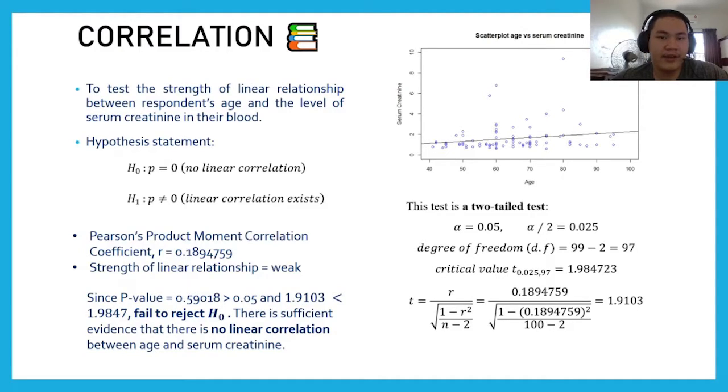And we obtain the critical value t from the t table, which is 0.1984723. And the value of t we calculate from the equation, so we obtain the value of 1.9103. So since the p-value is equal to 0.59018, which is greater than our significance value, and also our t-value from the equation is lower than the critical value from the t-table, we can say that we failed to reject the null hypothesis, which means there is no linear correlation between the age and also the serum creatinine. So I think that's all for the correlation. Moving on to the next hypothesis test.